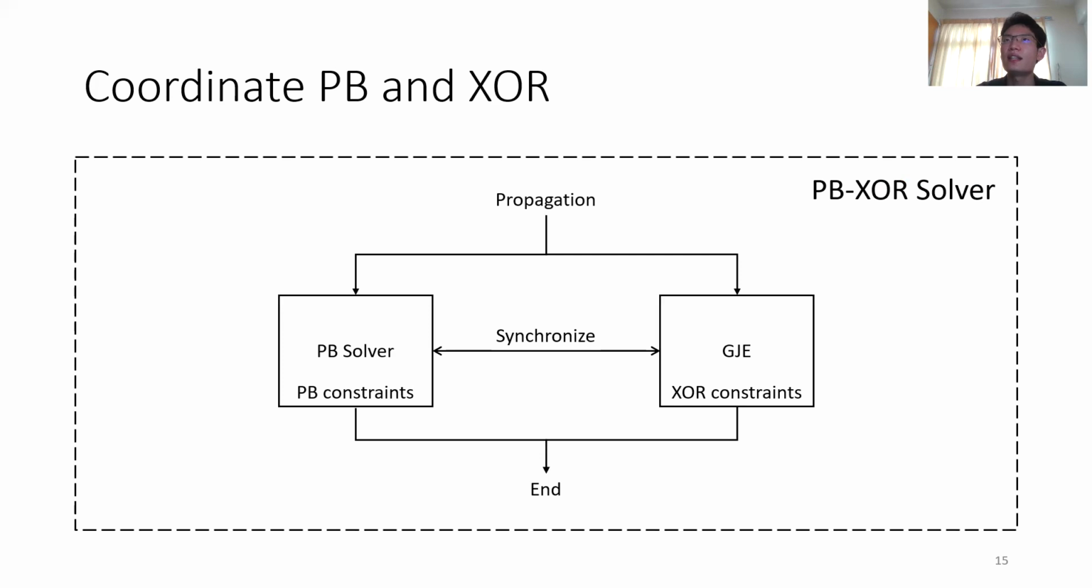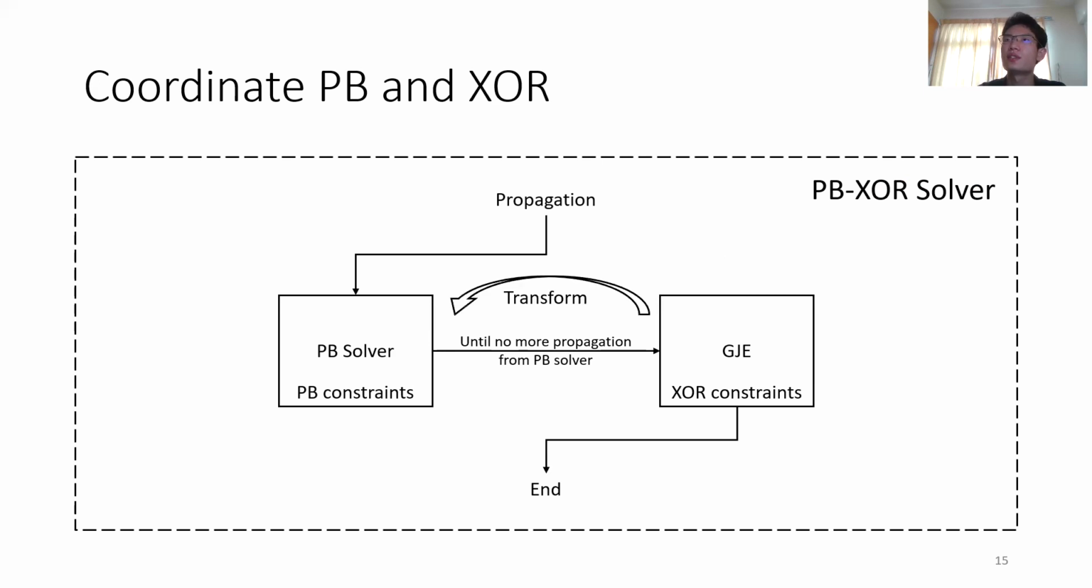Empirically, synchronizing PB solver and GGE indeed saves us time compared to sequential connection. However, in practice, it introduced a lot of overhead when frequently switching between PB solver and GGE. Then we propose another approach to improve the sequential connection. This time, we transform partial XOR constraints to PB constraints. Now, the PB solver can find the potential conflict in XOR constraints early.